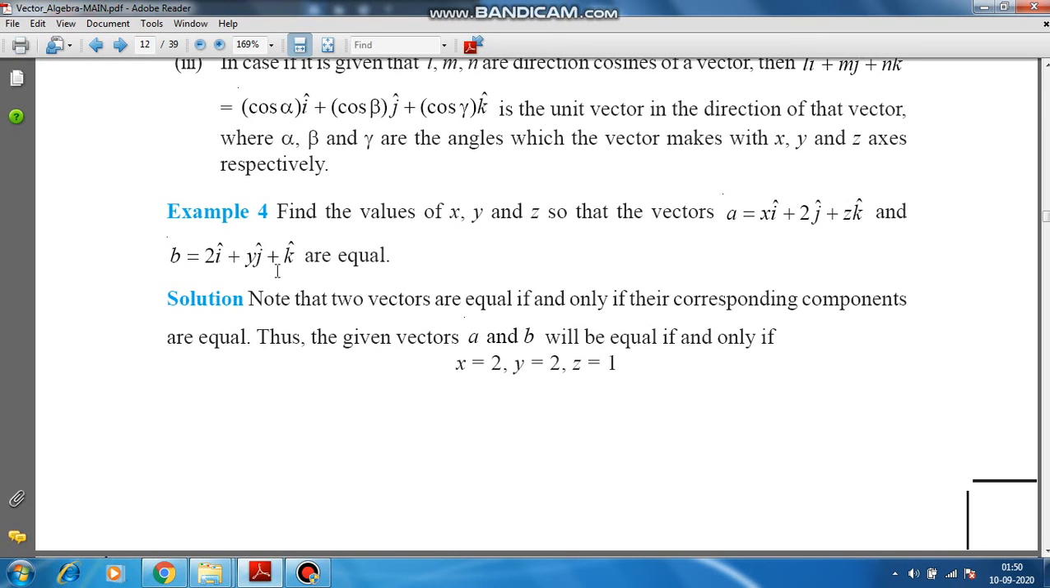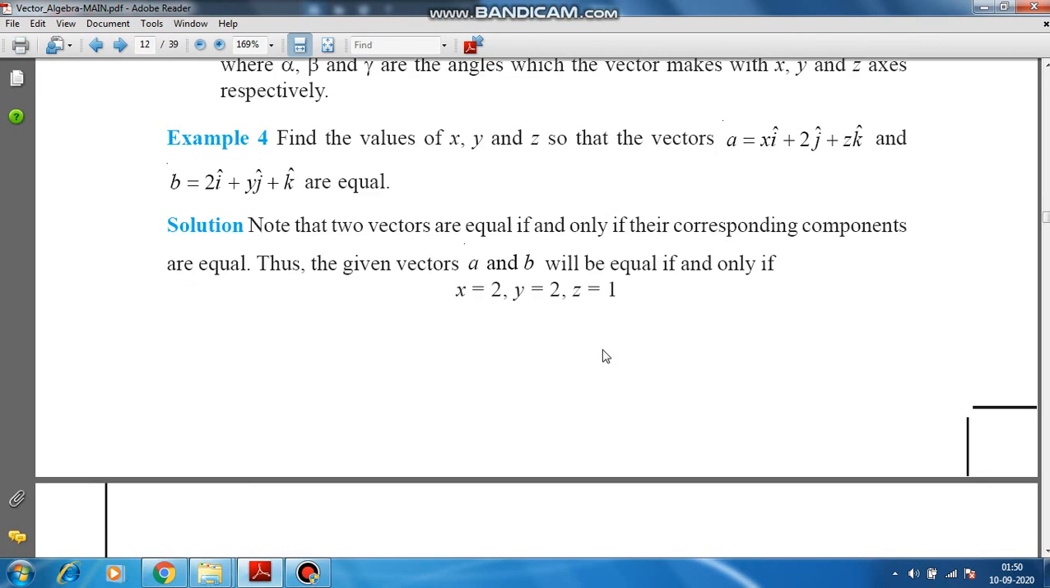So therefore if A equal to B, then x must be equal to 2, 2 must be equal to y, and z must be equal to 1. So therefore x equal to 2, y equal to 2 and z equal to 1. So under this condition these two vectors will be equal.